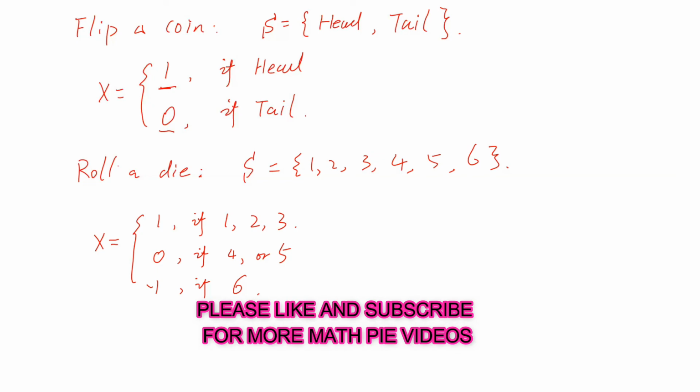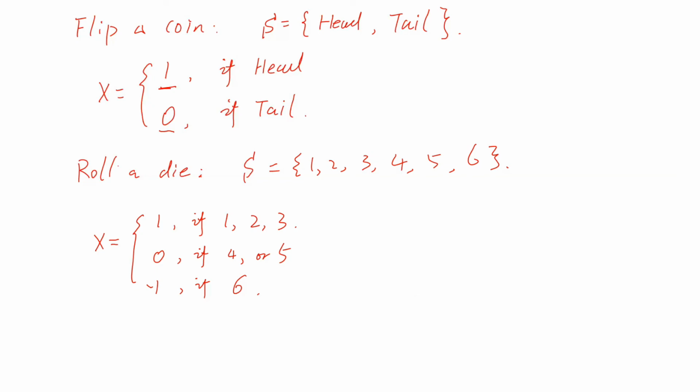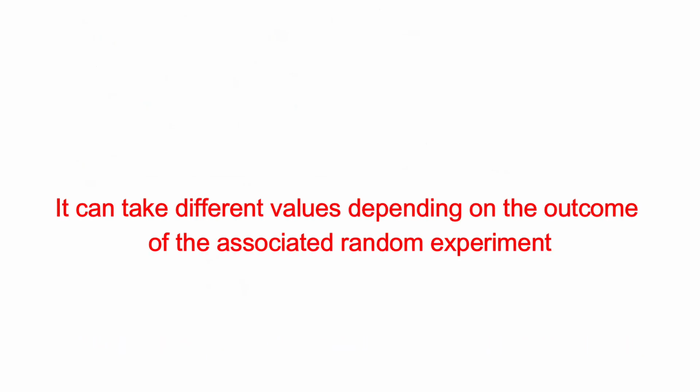This random variable is conceptually different from the variables we learned in calculus or algebra. Now, the main difference is a random variable is associated with a random experiment. It can take different values based on the different outcomes of a random experiment.